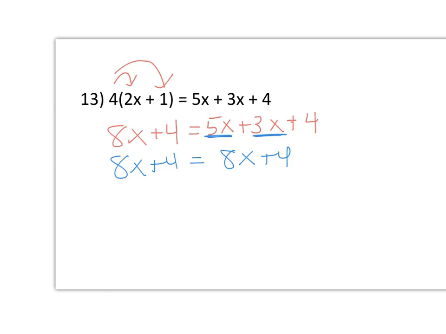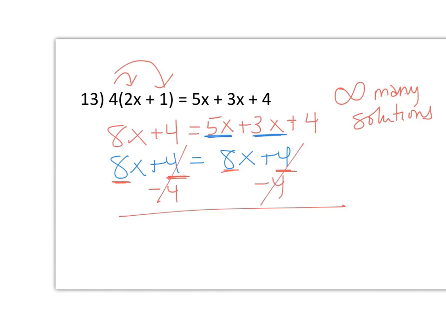4. And what we learned in class is that when we have a situation where we have the same coefficient, in this case 8, and the same constant, in this case 4, I again have a situation where I have infinitely many solutions. And let's prove that. So I got to get my variables on one side and my constants on the other. So let's start with subtracting 4 from both sides. These are gone. I'm left with 8x is equal to 8x.